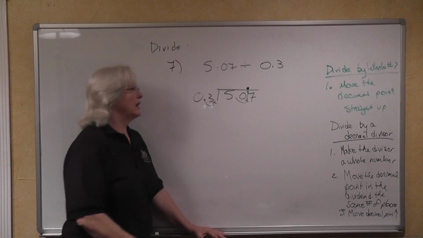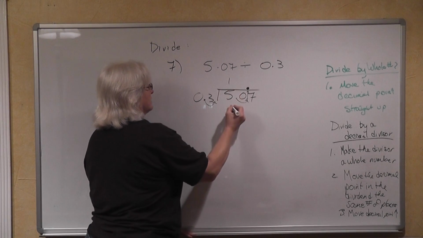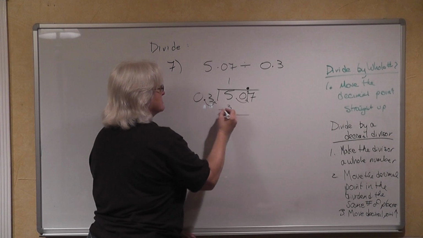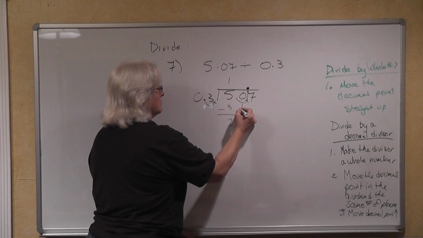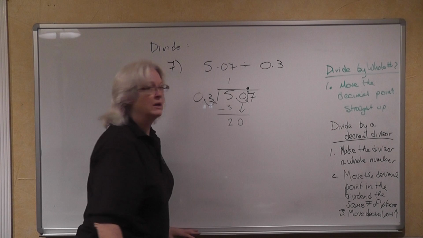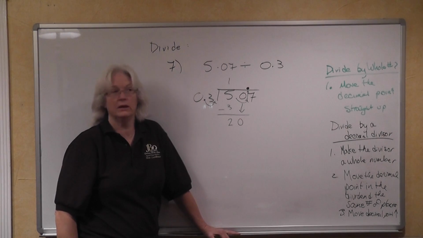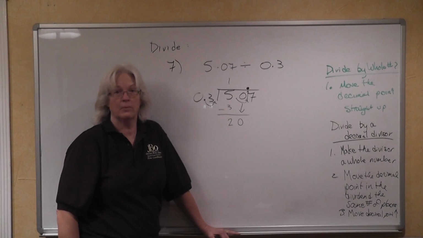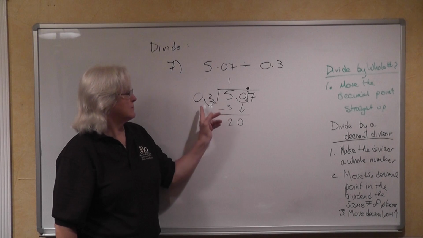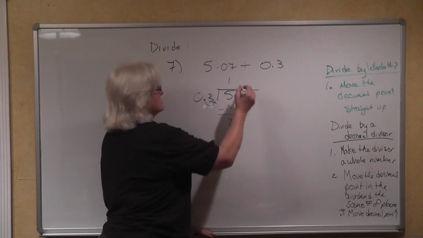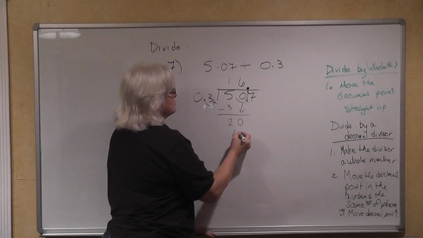3 goes into 5 once. 1 times 3 is 3. We subtract, and we bring down our 0. We now are going to say 3 goes into 20. How many times? 3 times 6 is 18, isn't it? 3 times 7 is 21.